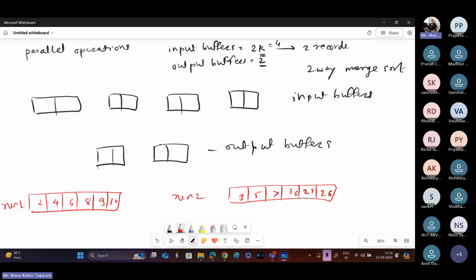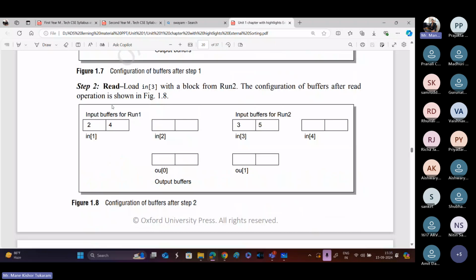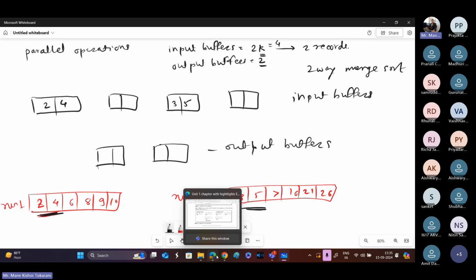Okay, so here inside the parallel operation, we have to just take the input from both arrays parallelly. We take the first 2 and 4 at a time and load them inside this particular buffer. So in the first operation, we just load the 2 and 4 here. Then inside the second step, again we take the 2 inputs from the other buffer. So in the second run we load 3 and 5 over here. So both inputs we have taken at a time simultaneously.